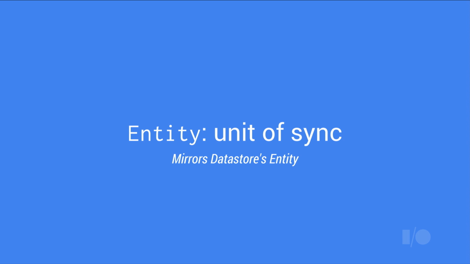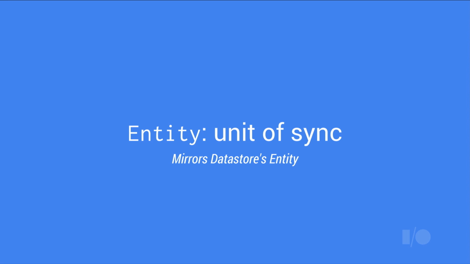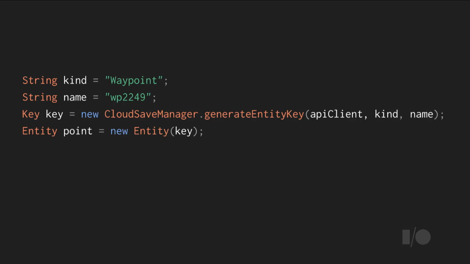Now, in Cloud Safe, we have something called an entity, which forms the unit of our data structure. And it also forms a unit of sync for us. So for those of you who have already used Datastore from Cloud, this mirrors the Datastore's entity. For those of you who haven't used that, let me show you what it looks like.